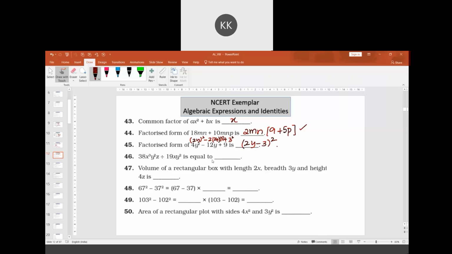46th question. 2x square yz. It is x square z only, not y. y will not remain; y square and y square will get cancelled. One x will get cancelled. We will be getting x square z, 2 times. So 2 times of x square z. Yes, sir. 2x square z.